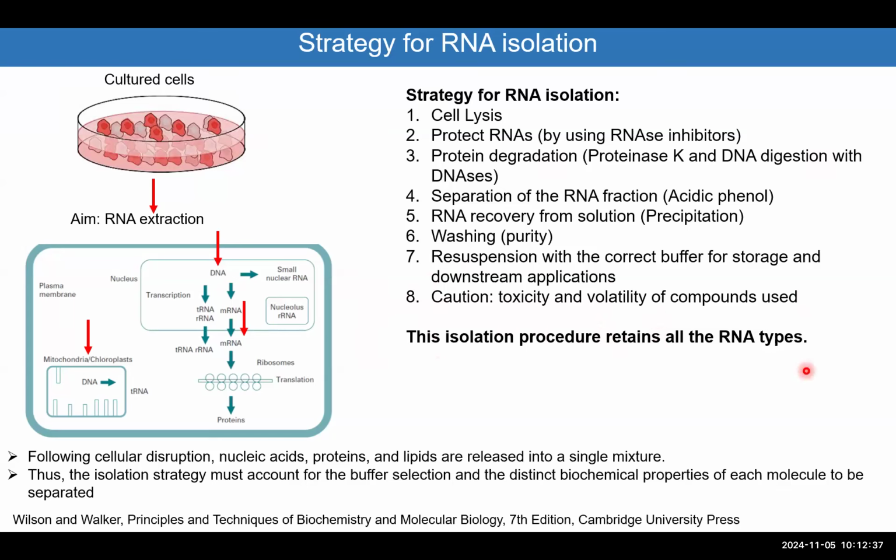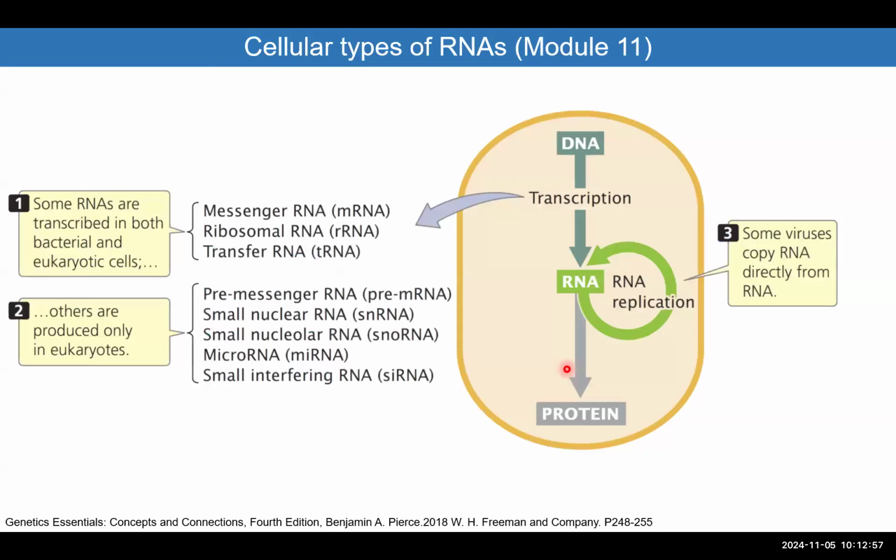And if you perform such type of isolation, obviously you are isolating all the types of the RNA, not only one type. And in this screen here, you have transfer RNA, messenger RNA, ribosomal RNA, small nuclear RNA. So there are many types of RNAs that are isolated.